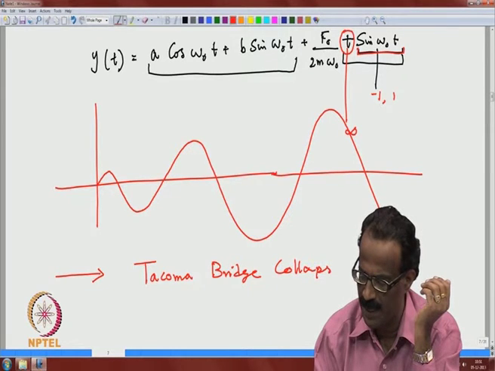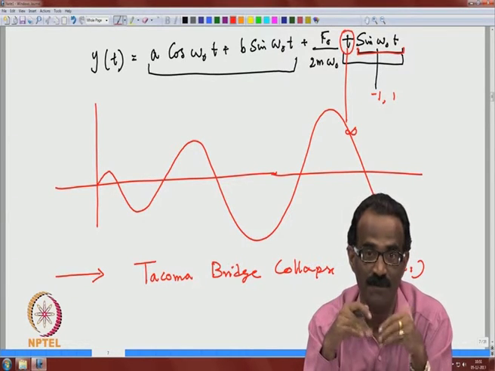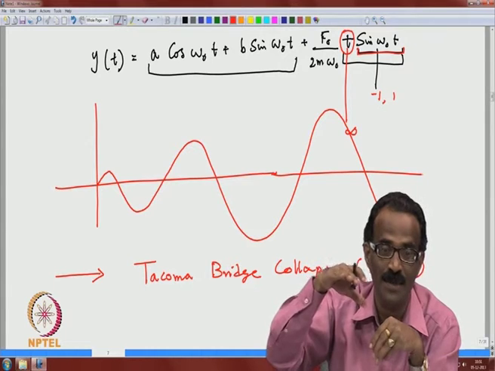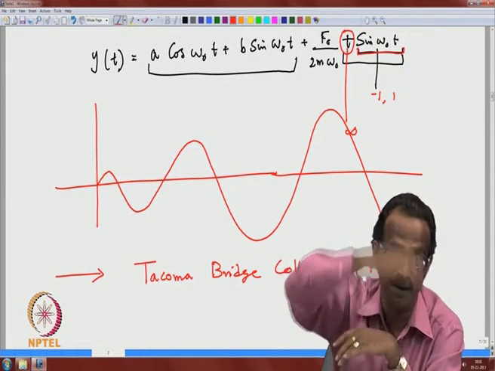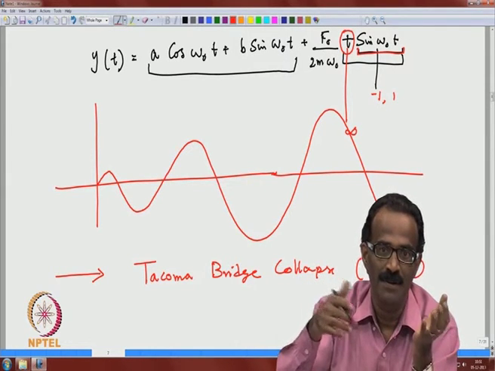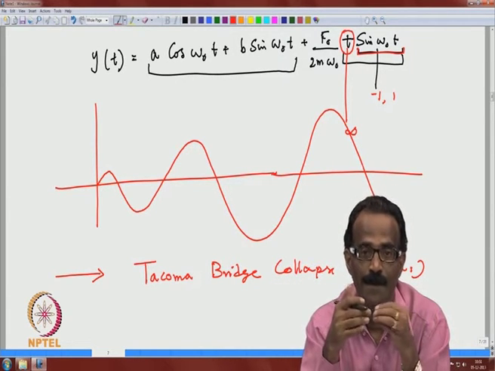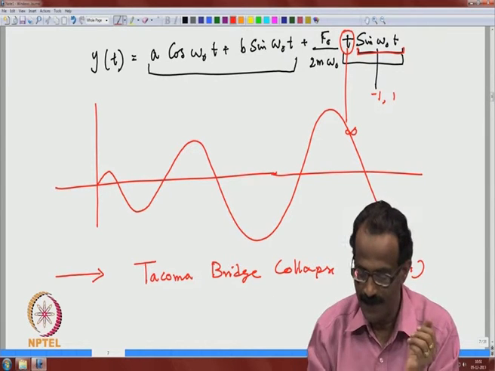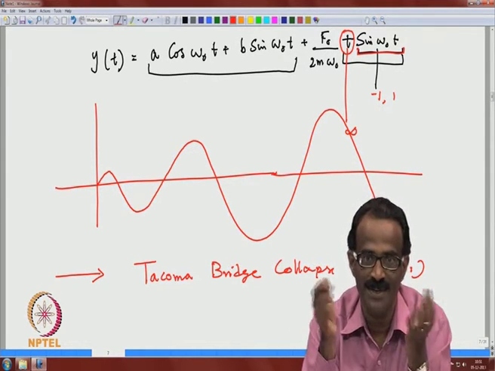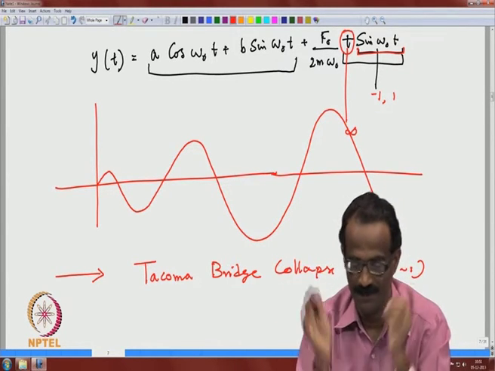This probably happened in the 1940s or something. This is a famous bridge in the USA, where in the early morning the bridge starts vibrating with smaller and smaller vibrations. The vibrations became bigger and bigger, and by the time it was 11 o'clock or something, the amplitude was so huge that the bridge collapsed. The interesting tale is that nobody died in that huge disaster except a dog.